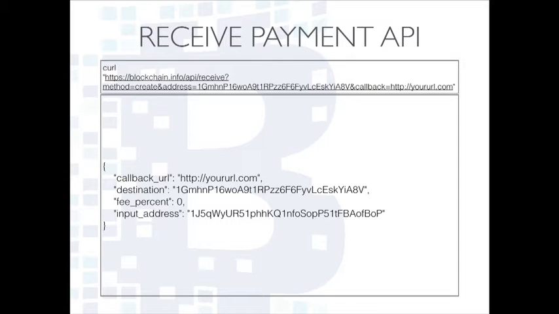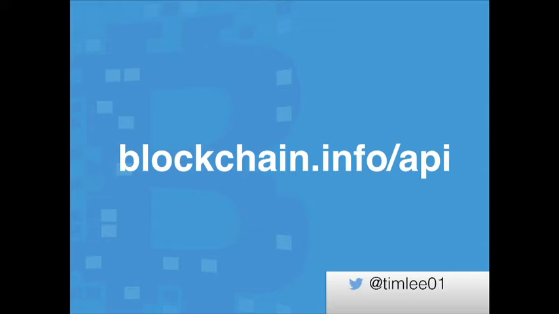Another way to listen to Bitcoin transactions is using a receive payment API. The Blockchain receive payment API is the quickest and easiest way to begin accepting automated Bitcoin payments. With just one API call, a merchant can start accepting Bitcoin payments immediately. In fact, our merchant app uses this API. For more information on our API, you can visit blockchain.info/API.